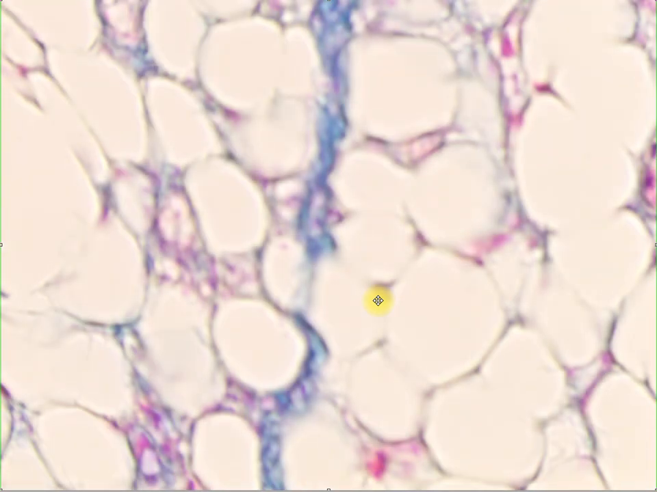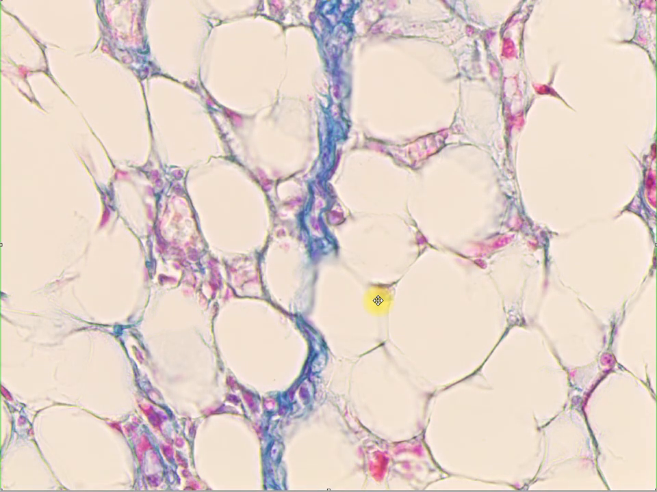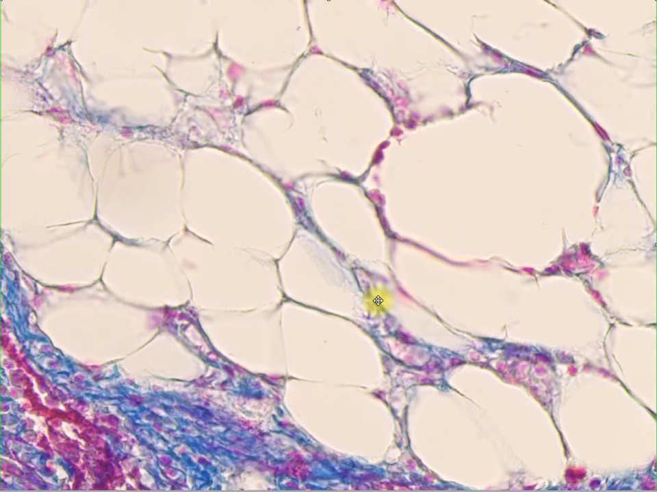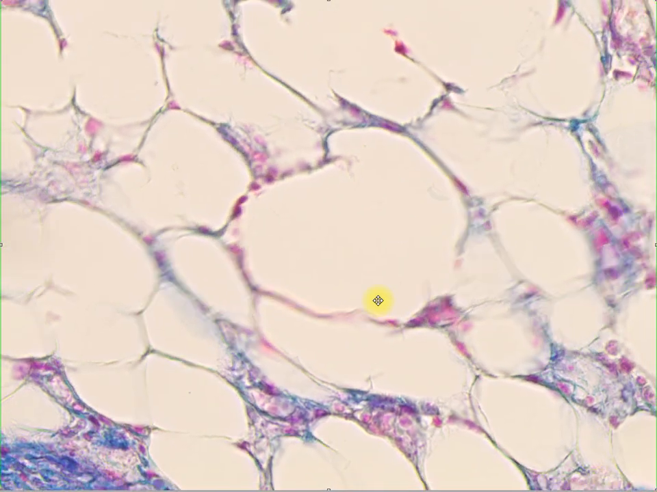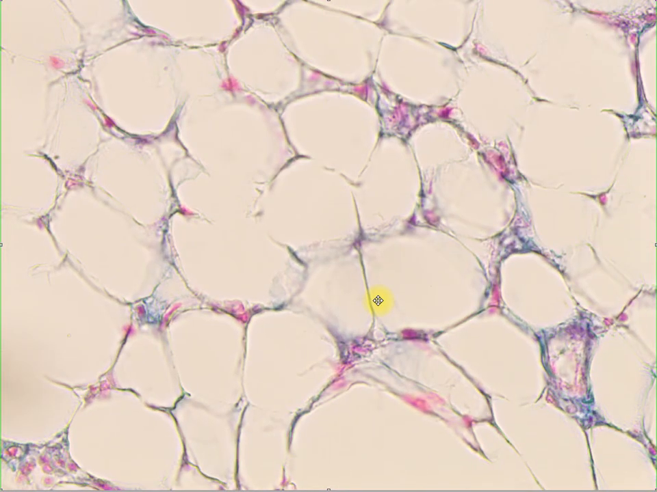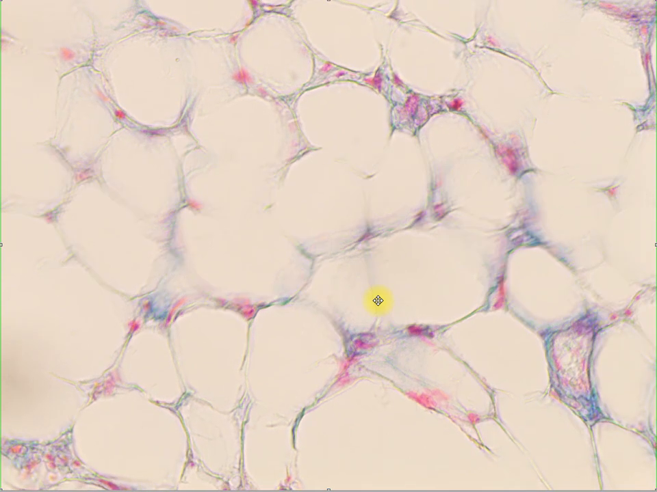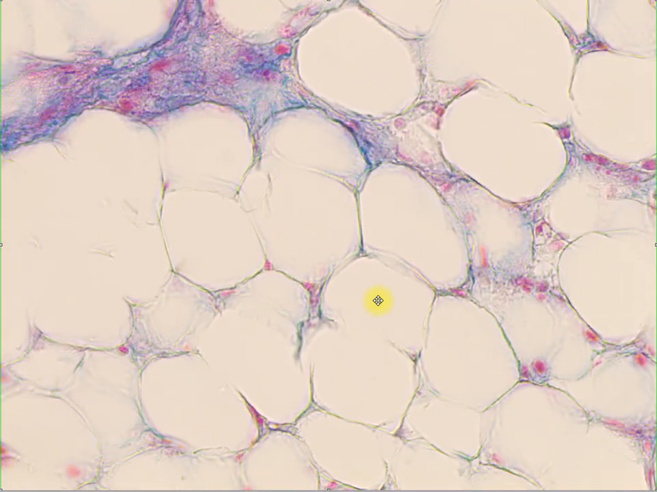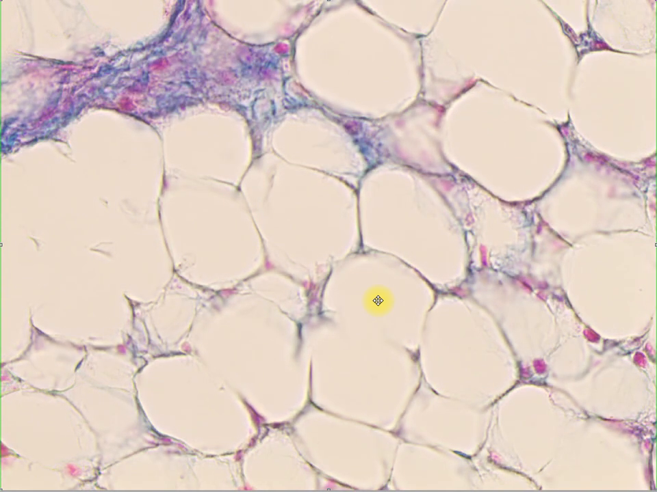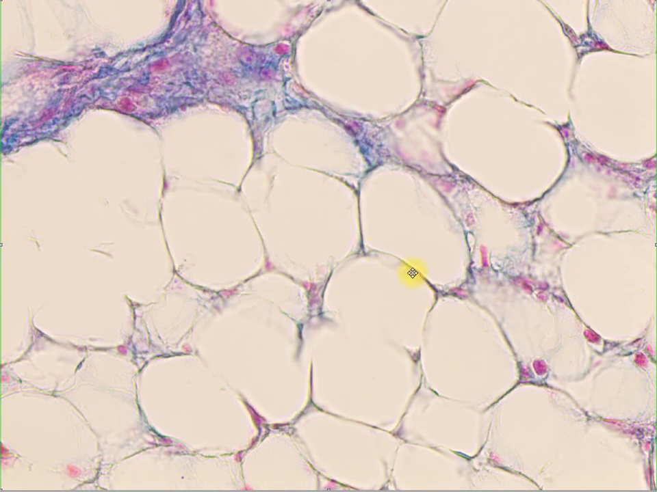and try to look for cells which have flattened nuclei in the periphery. Although sometimes these flattened nuclei have already been lost during the tissue processing. But supposedly they should be somewhere here, here, or here.